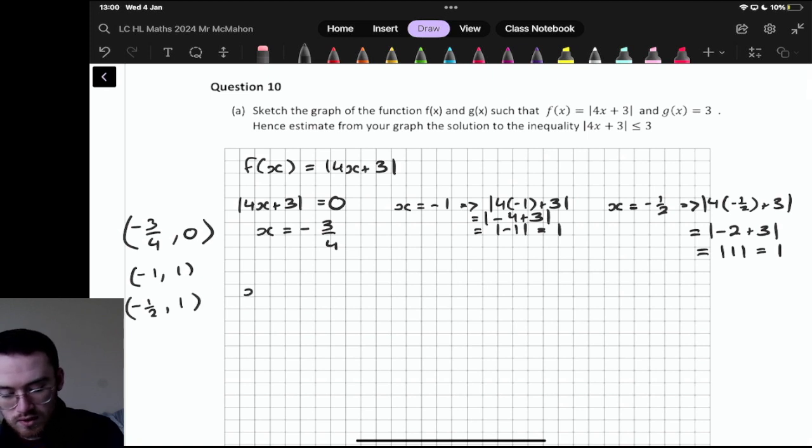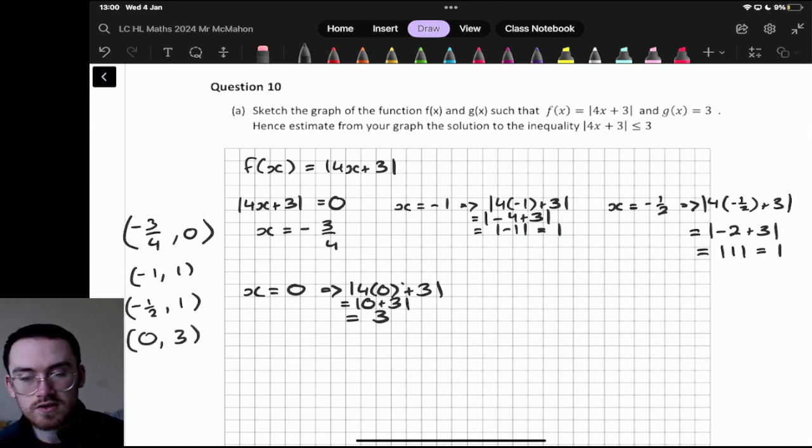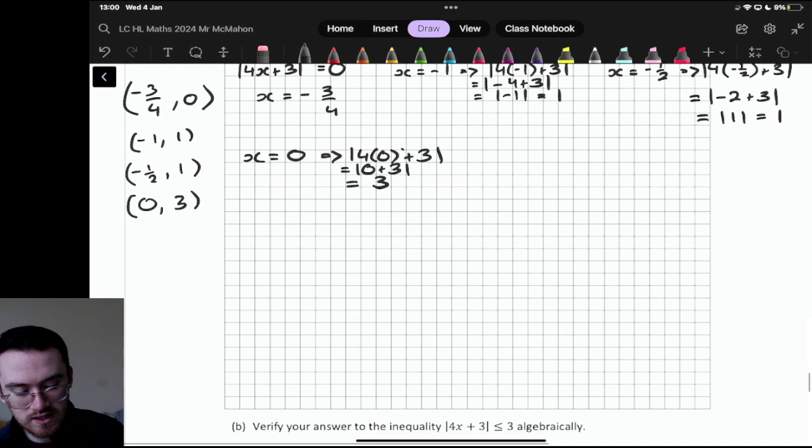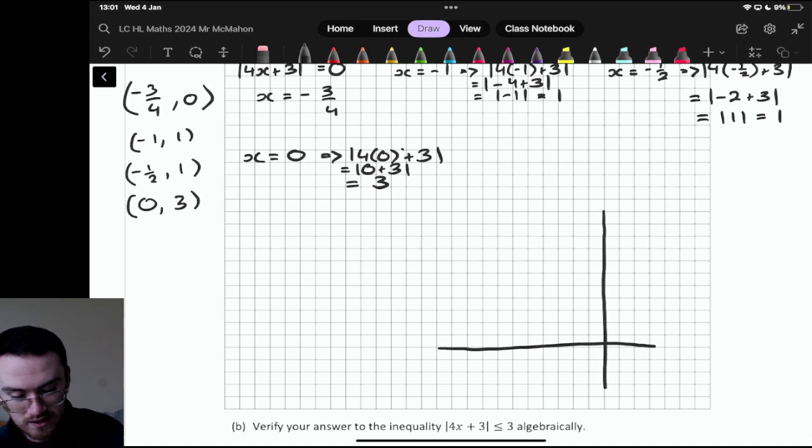We'll pick one more point. We'll do where x is equal to 0, just to find that point where it crosses the y-axis. So that's going to be 0 plus 3, which is 3. So 0, 3. Okay, so we have a good few points there to work with. The key thing here is to keep it as neat and as accurate as we can, keeping those lines as straight as you can.